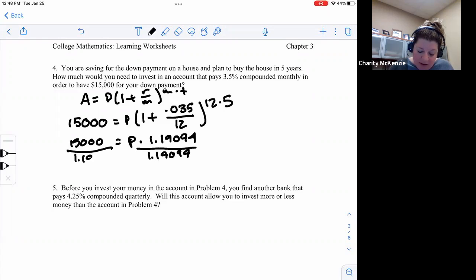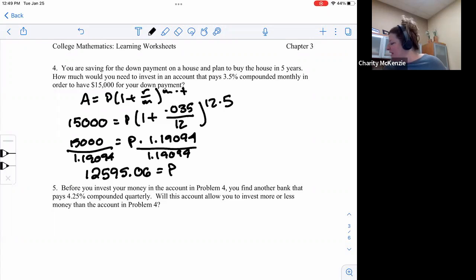Divide by 1.19094-ish, and I get 12,595.06. We're usually going either to the nearest dollar or the nearest cent. If you go out like 5 decimals, then you won't have the rounding error to get the problem wrong in MyMathLab. Excuse me. So send me the problem through Ask the Instructor if you're like, I swear I got this right, or something goes wrong there.